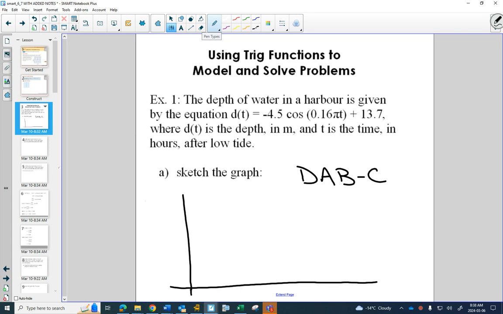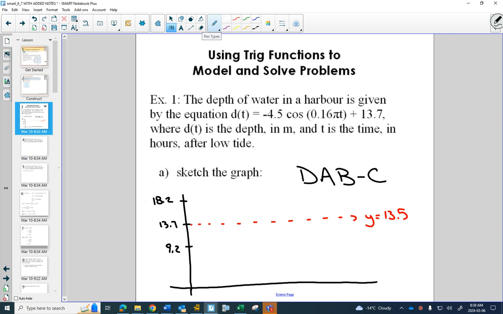look at where I put my axes. I put it super low because I know that with a D value of 13.7, if I make this my 13.7, that will be my sinusoidal axis. I'm going to have to go up and down 4.5. So up 4.5 will get me to 18.2, down 4.5 will get me to 9.2.